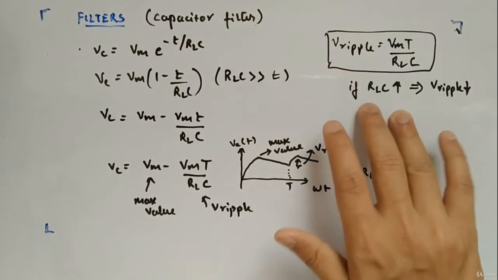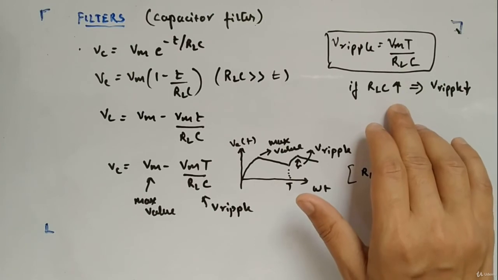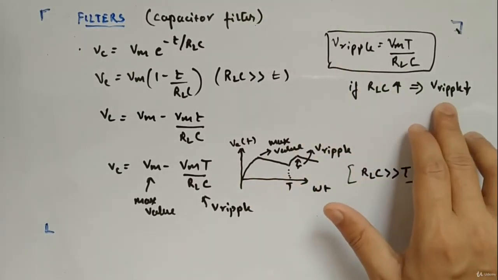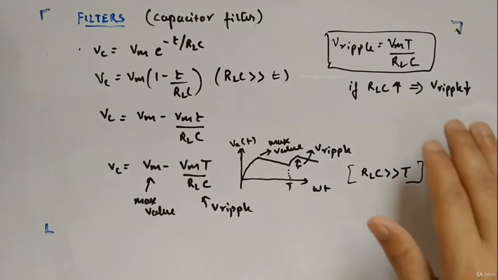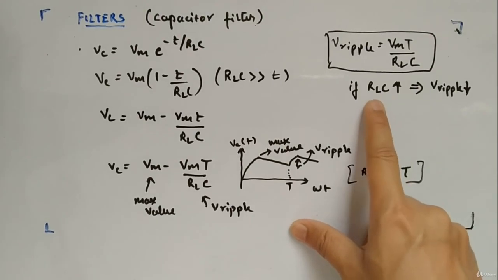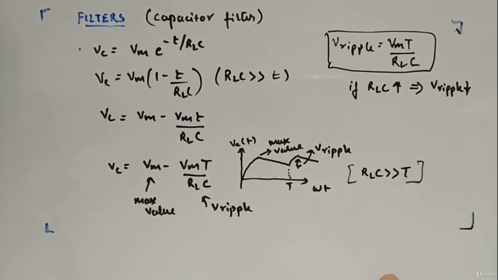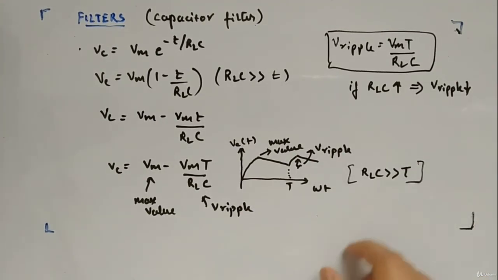Okay, now in this expression, if the product of RL and C is very high, then the ripple voltage will be very less. Okay, which is what we want. So the value of the capacitor you can increase, or the load you can increase. Increasing the RL value means your load is heavy rather than a light load. Okay, it means it consumes a lot of current because the resistance value of the load is very high.